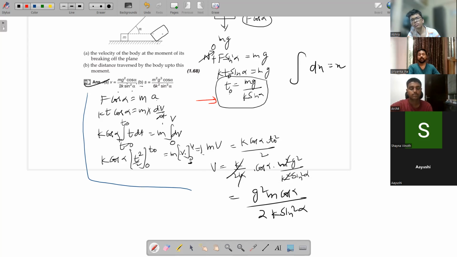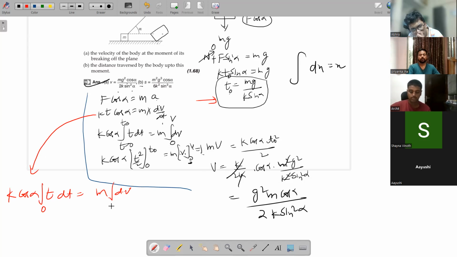So how will you solve this? Instead of putting t naught, I'll just change from here. Up till here, things will remain the same. Now from here, k cos alpha t into dt equals m into dv. Now I will integrate. At time t equal to 0, the body is at rest, so 0 velocity, and at some time t, suppose the velocity is v.